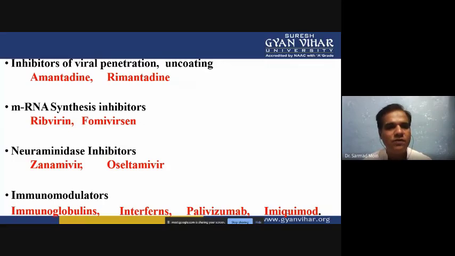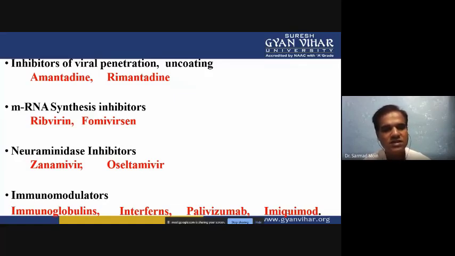These two antiviral drugs can function on viral penetration and uncoating. Then mRNA synthesis inhibitors like ribavirin and fomivirsen are there. Then neuraminidase inhibitors like zanamivir and oseltamivir are there. Then immunomodulators like immunoglobulin, interferon, palivizumab, and imiquimod.